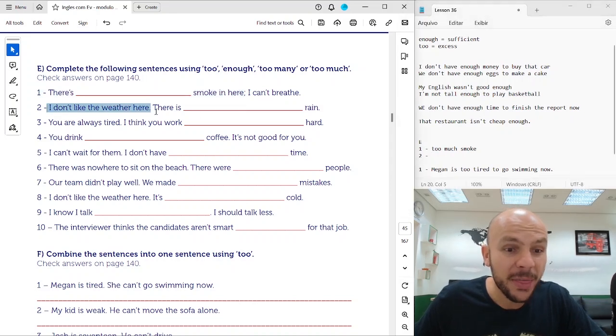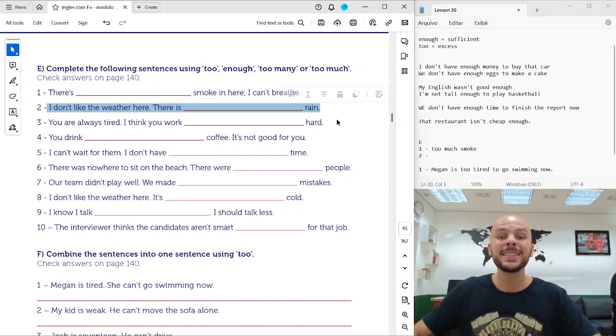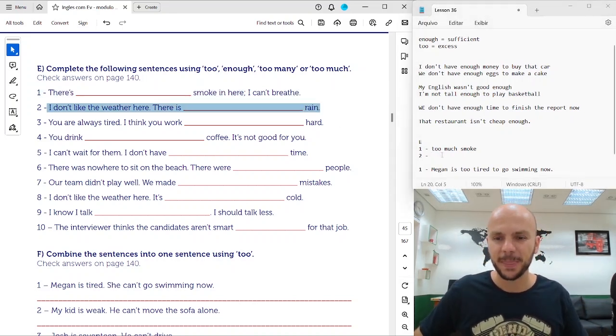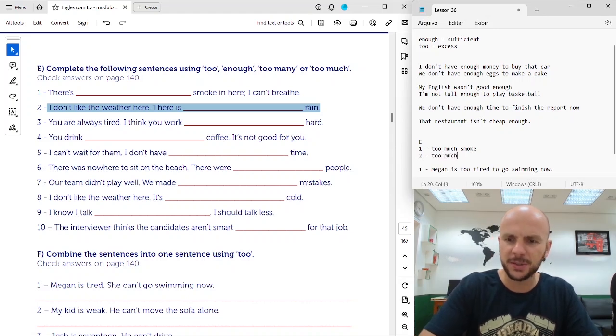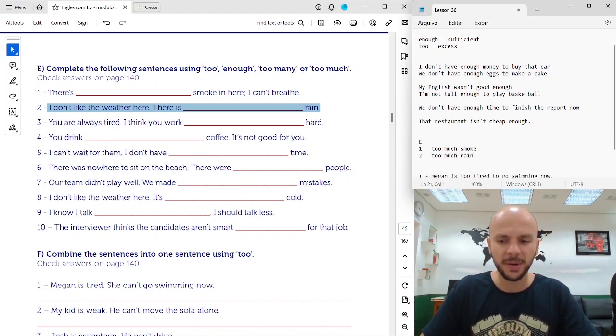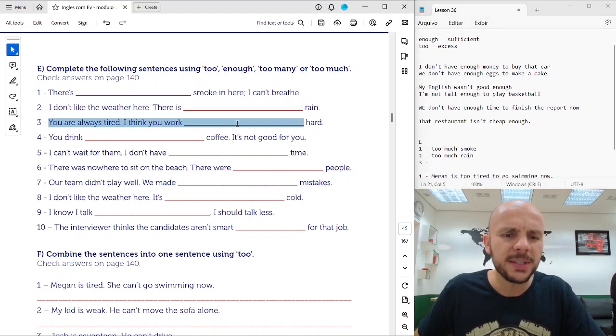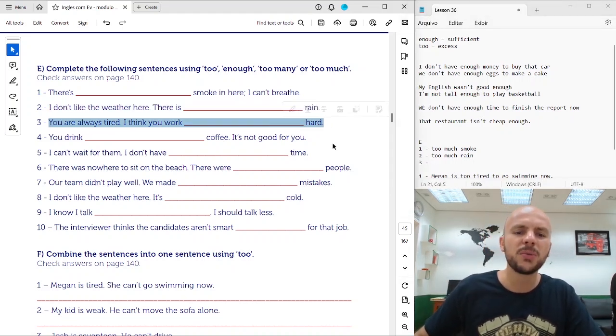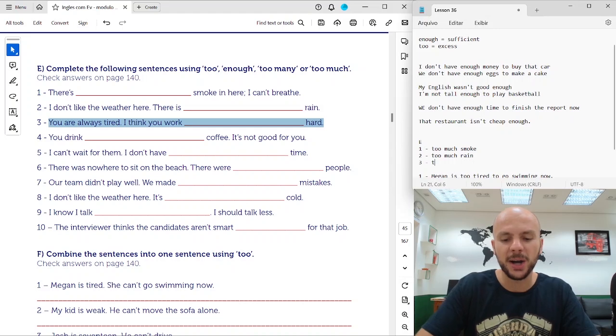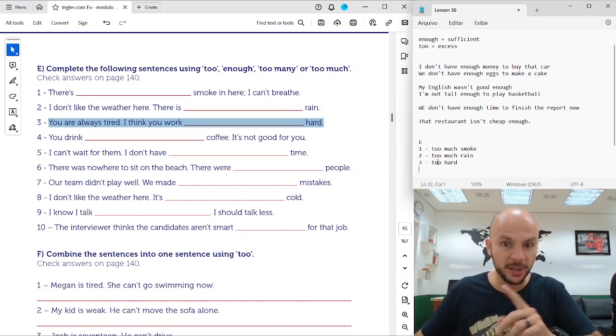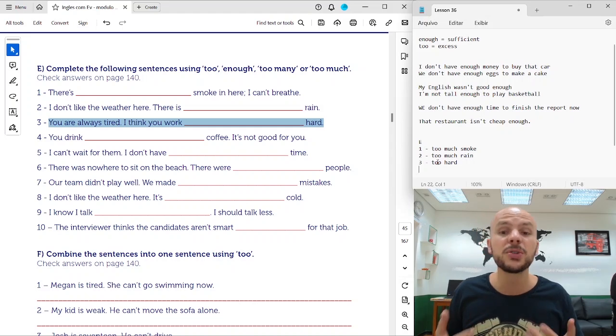2. I don't like the weather here. There is too much rain. Too much rain. Right? Too much rain. 3. You are always tired. I think you work too hard. Too hard. Okay? Not too much hard. You work too hard.